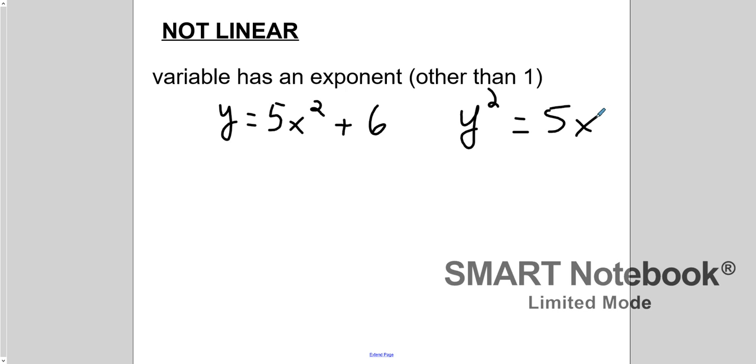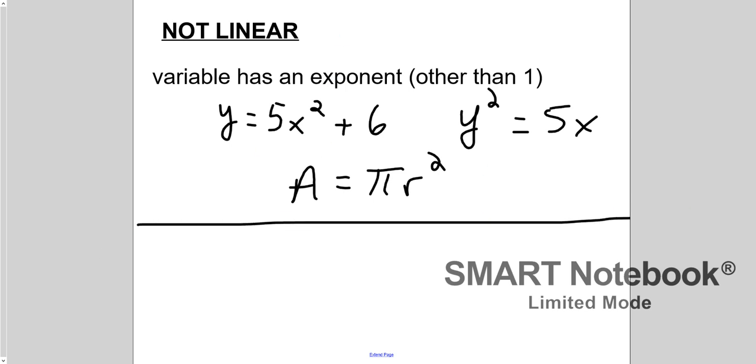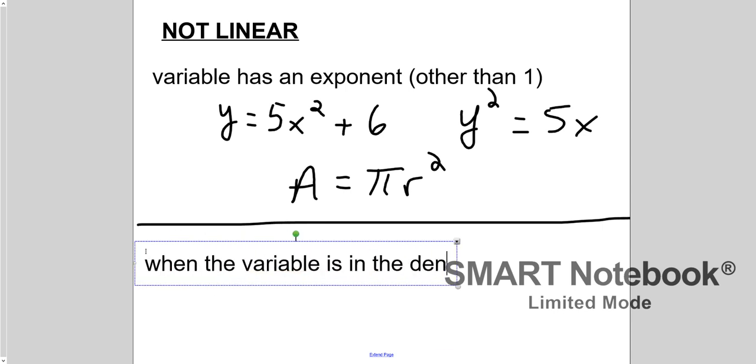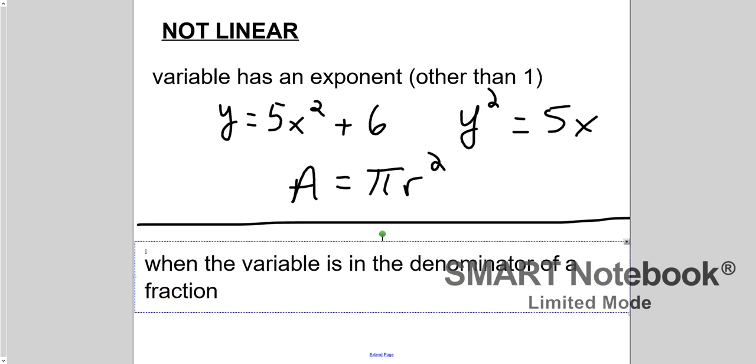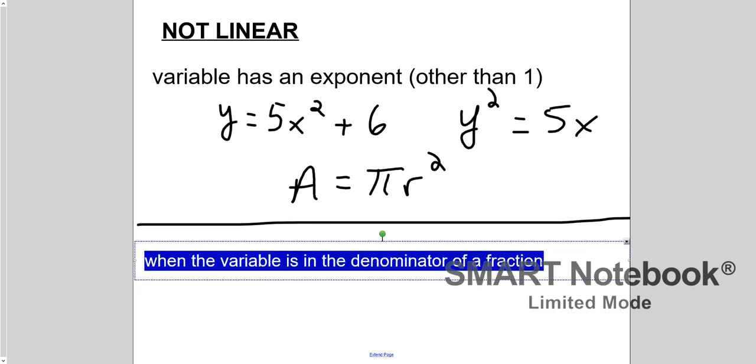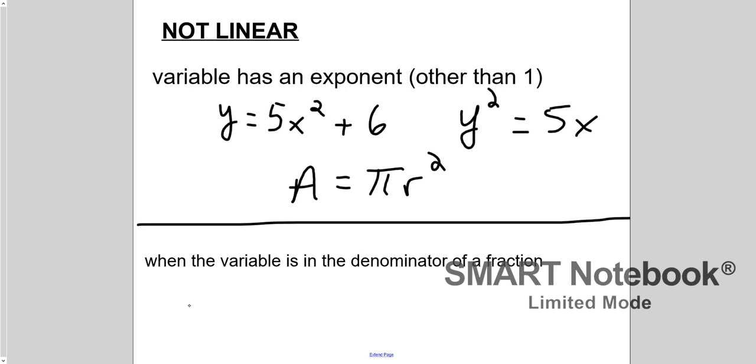Or, if you remember, a formula you learned last year, area equals pi times the radius squared. All of those are nonlinear. Another example of an equation that is nonlinear is when the variable is in the denominator of a fraction. So here's an example. Y equals 6 over x. Because the x is in the denominator of a fraction, that would be nonlinear.